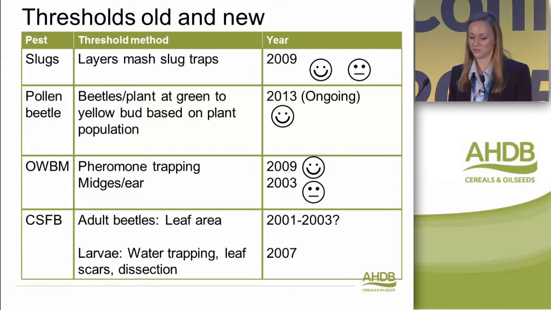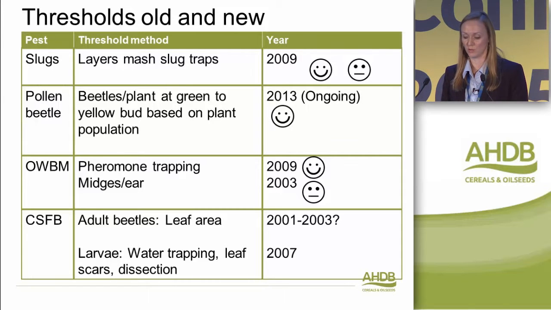Orange wheat blossom midge, I thought I'd put a cereal one in there so the cereals don't get left out. We've got two different thresholds. We've got the midges per ear, which was from research which ended back in 2003, so it's starting to get a little dated. But then we do have the pheromone trapping method, which was completed in 2009, so it's a lot more robust. And now, as well as those, we also have a lot more resistant varieties which can be used.